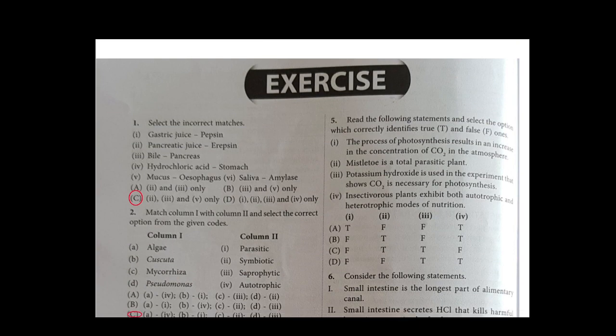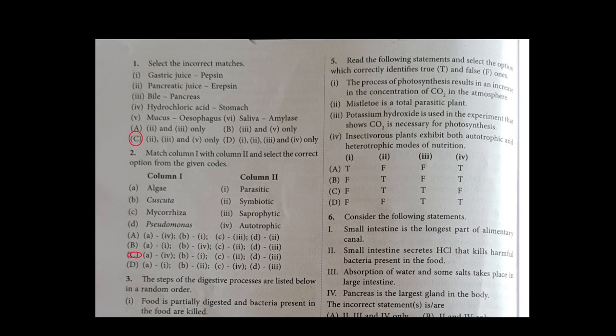Now, the next question is: read the following statements and select the option which correctly identifies which is true or false. The process of photosynthesis results in an increase in the concentration of CO2 in the atmosphere; mistletoe is a total parasitic plant; potassium hydroxide is used in the experiment that shows CO2 is necessary for photosynthesis; insectivorous plants exhibit both autotrophic and heterotrophic modes of nutrition.